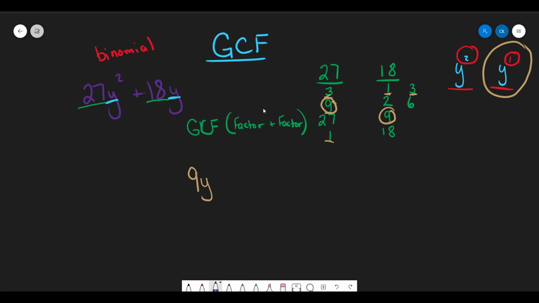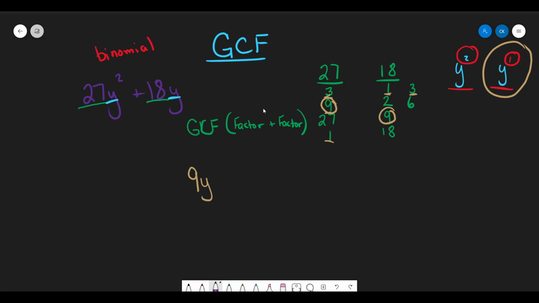You start with the coefficients, find the GCF of the coefficients, then you move on to the variables and see: is the variable contained in all of the terms? If it is, you take the smallest exponent. If it's not included in all the terms, it can't be included in the GCF. So now we have to put what's left. We have to put these factors that are left.